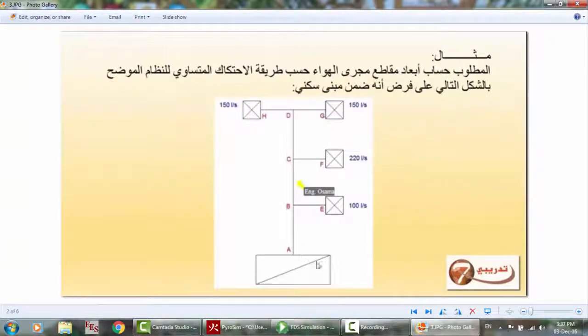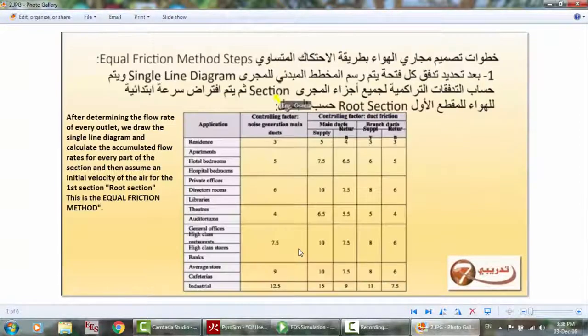And here this is a machine, suppose it's a fan coil, and here's the fan, and here is the main duct AD. AD is the main duct. BE, CF, DG, and DH are branches. Okay, so we assume, according to the application, the initial velocity.